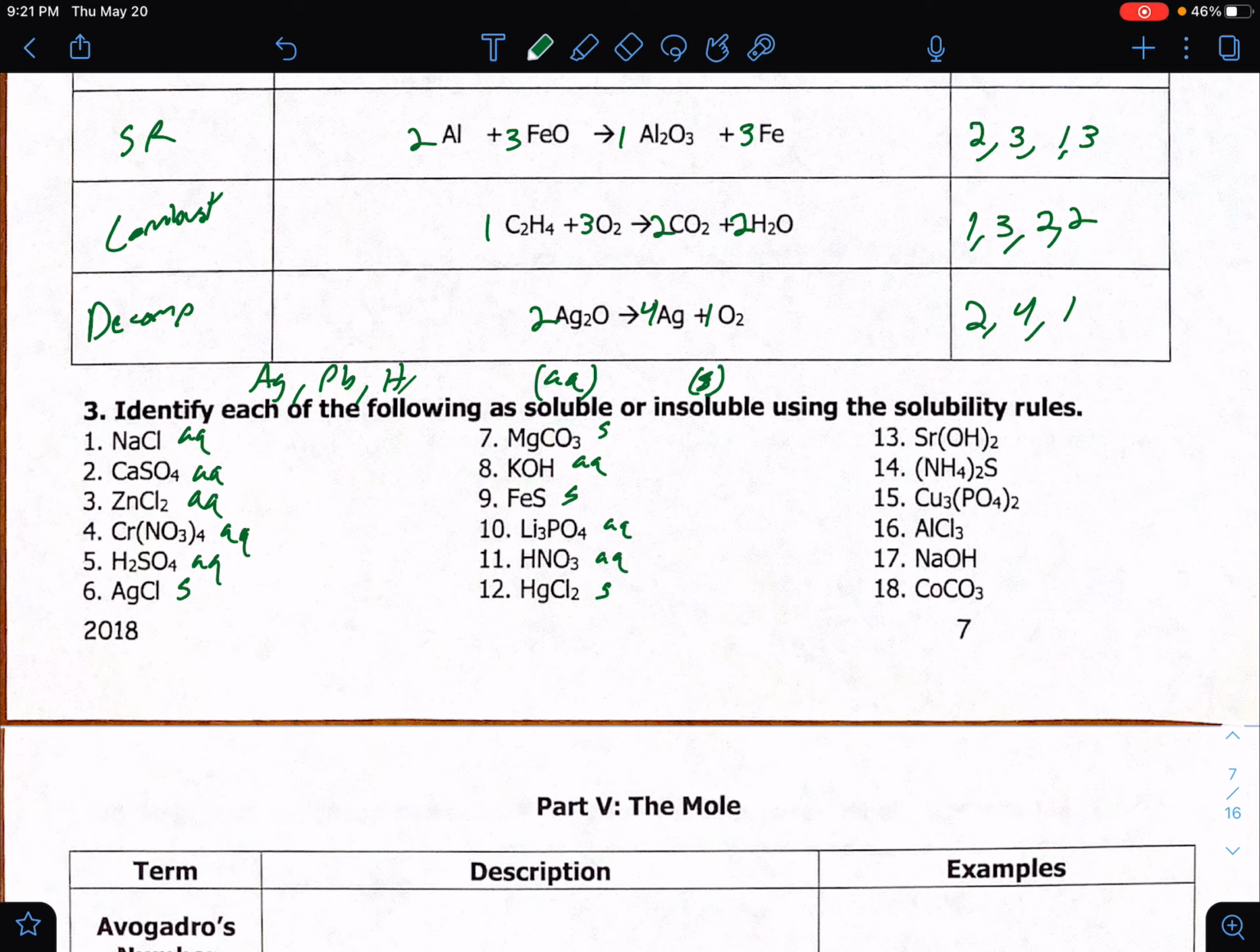Strontium is not on my list, and hydroxide is not either, so this is going to be solid. (NH4)2S: ammonium is on my list, and sulfur is not, but as long as you have 1, that's aqueous. Copper is not on my list, phosphate's not on my list, so this is solid. Aluminum's not on my list, but chlorine is, so this is aqueous. Sodium's on my list, so this is aqueous. And cobalt's not on my list, and carbonate's not on my list, so this would be solid.